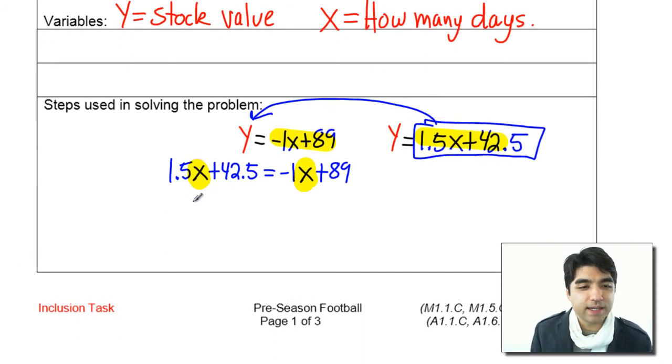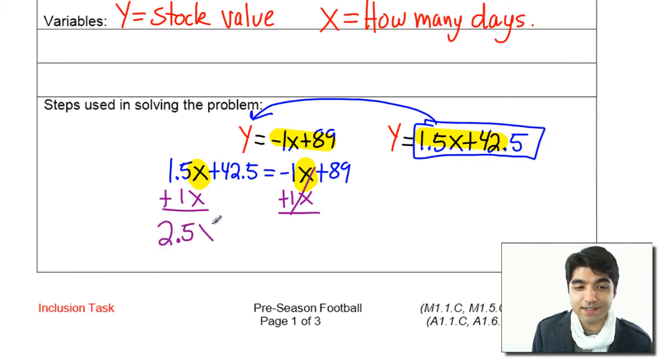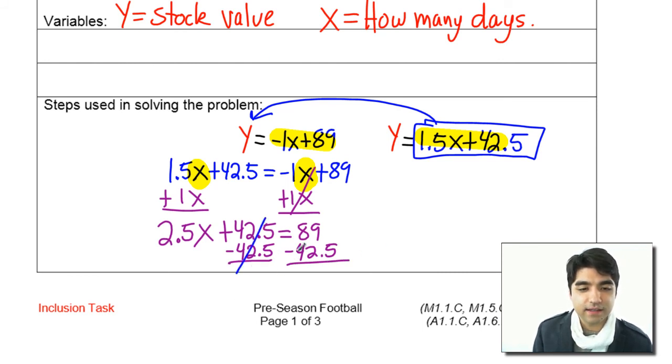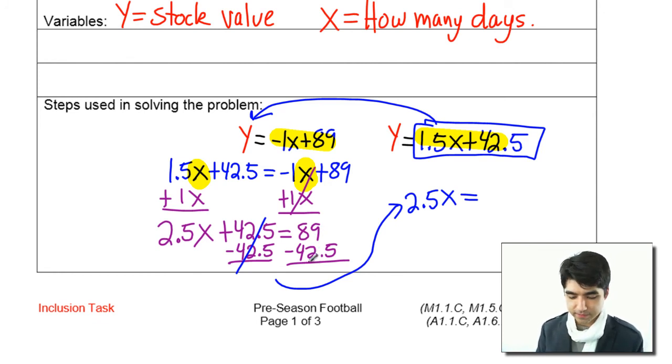So we're going to work this out. We got 1.5x plus 42.5 equals negative 1x plus 89. We need to add 1x here, add 1x here. That crosses out. 1.5 plus 1 equals 2.5. If you don't believe me, bust it out on your calculator. And then we got 42.5 equals 89. Now the next step is just to subtract. Okay, then this cancels out. And then I'm running out of room, so maybe I'm going to write it up here. So 2.5x equals 89 minus 42.5. That's a little tougher, so I'm going to use a calculator. That equals 46.5.